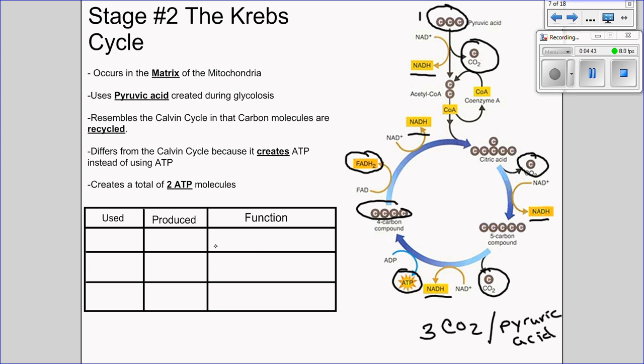So let's take a look at what we used. In this, we used pyruvic acid. And the pyruvic acid essentially helped us create carbon dioxide because pyruvic acid is a carbon compound. And the function of pyruvic acid is essentially to create NADH, ATP, and FADH2.